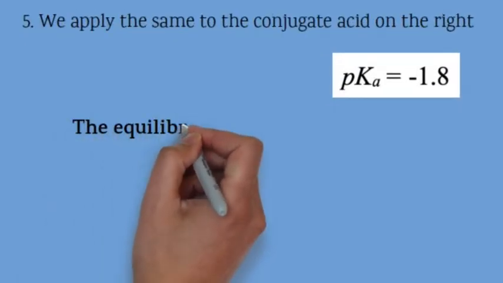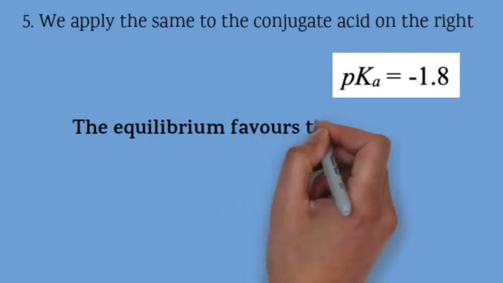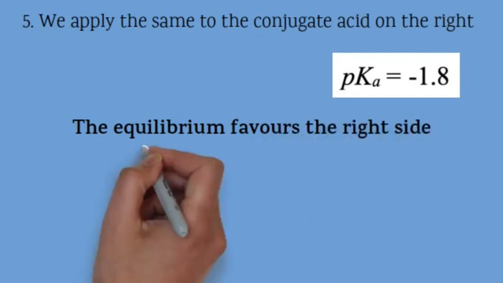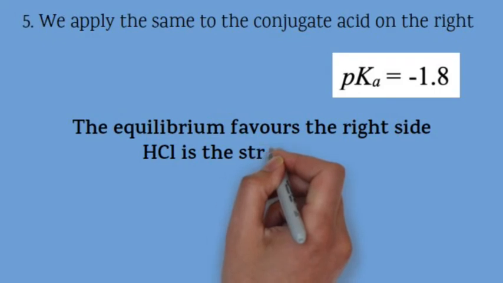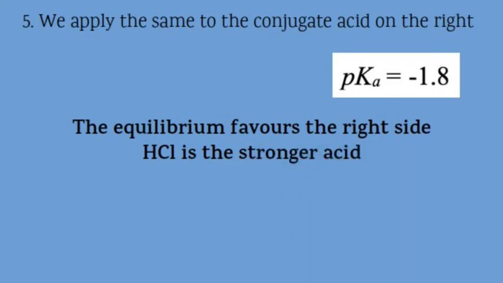Therefore, because the pKa of hydrogen chloride is negative 7, the pKa of the hydronium is higher, and therefore the equilibrium favors the right side. Therefore, HCl is a stronger acid.